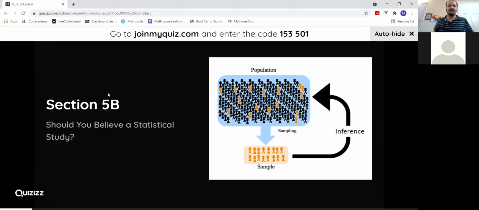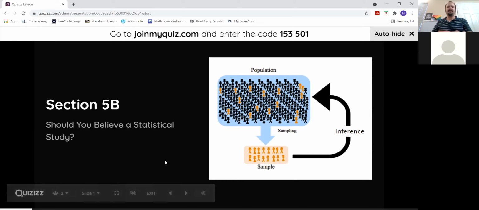So knowing those terms, knowing how to identify population, sample, statistic, population parameter, all those things are things that you should know after 5A, hopefully. Are there any questions on that first section? I'm recording, okay.